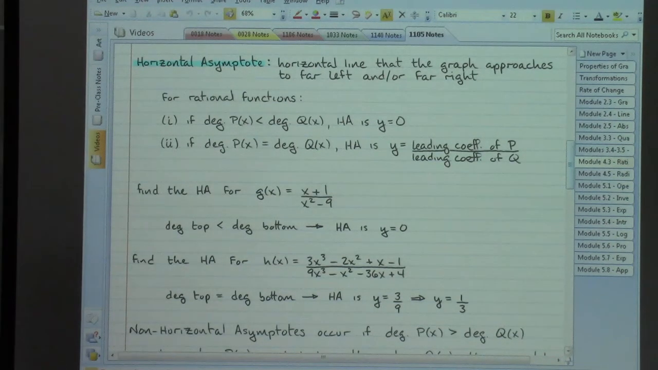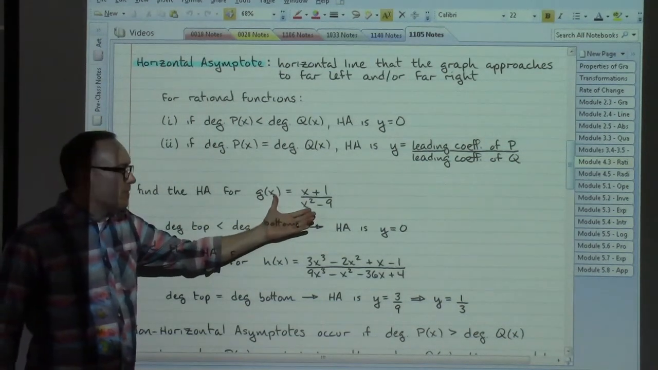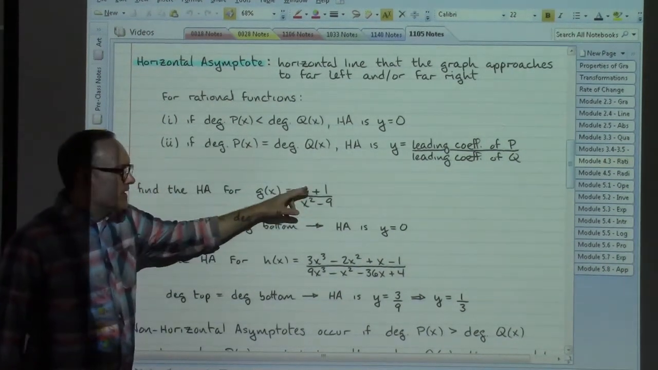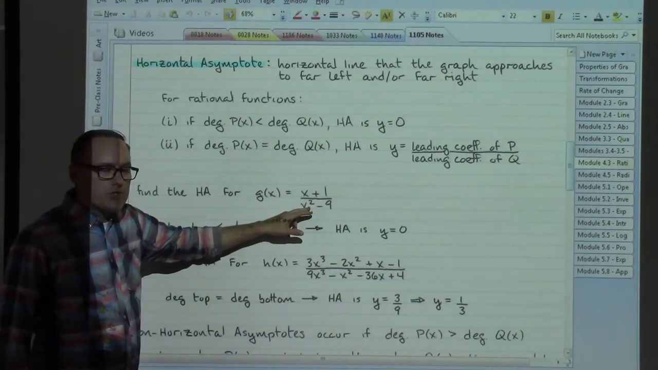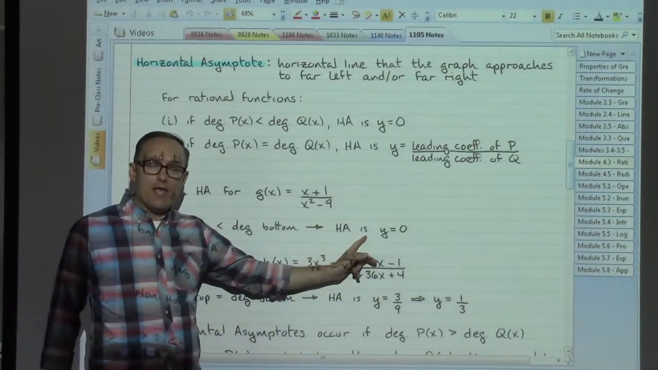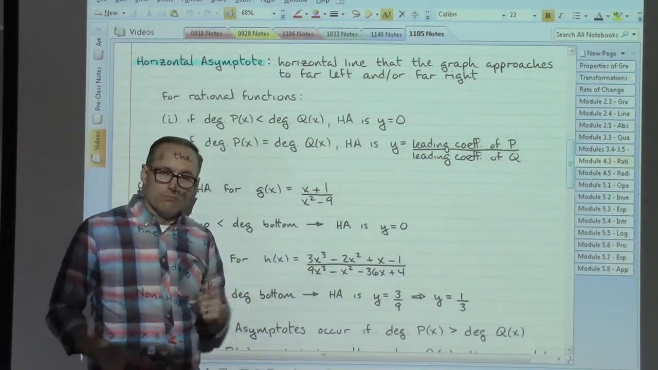So this is quick enough to show a couple of different variations. Here's that original function that we were looking at before: g of x equals x plus 1 over x squared minus 9. The degree of the top is 1. The degree of the bottom is 2. The degree of the top is smaller. So that has a horizontal asymptote y equals 0. It's automatic. Boom. There it is.